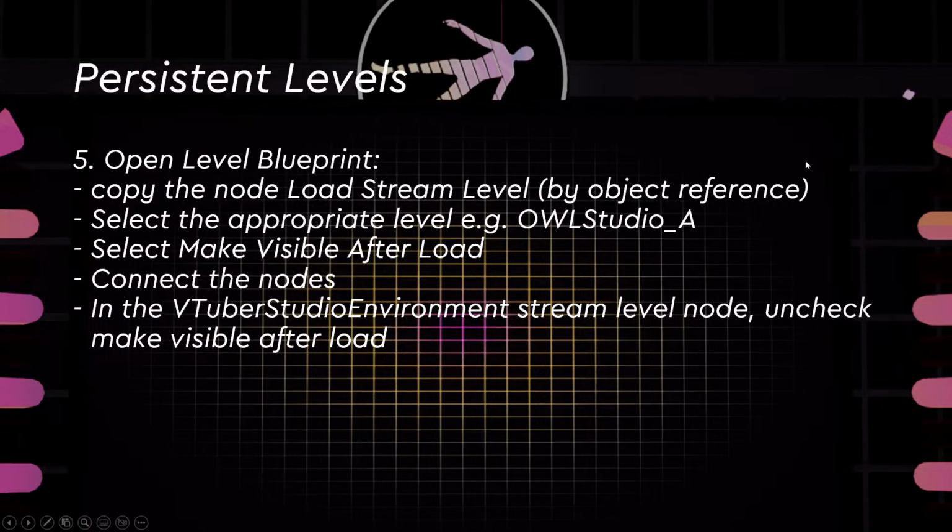I'm just going to leave this slide on for a bit to show you the level blueprint process. All you need to do is copy the node that's already in the level blueprint and place it next to the original one, select the appropriate level that you've imported, and make sure that's visible after load. Then also potentially turn off the original, so make sure that the original design level is invisible, and then connect the nodes, compile, save, and you should be able to use any imported level for your VTuber Studio project.